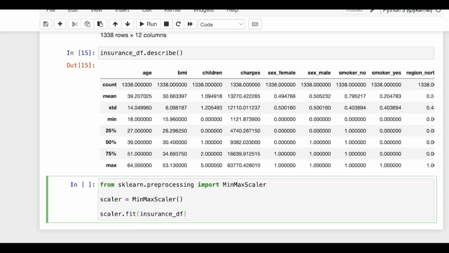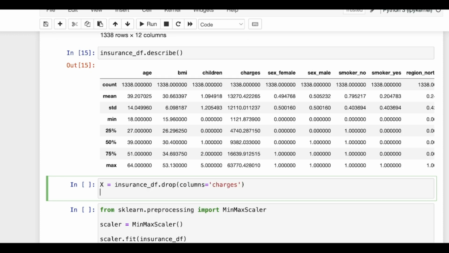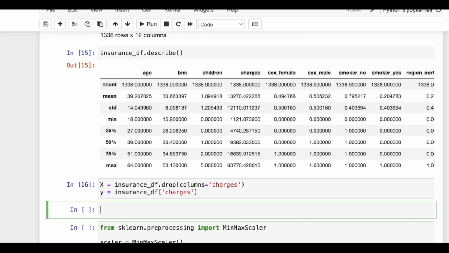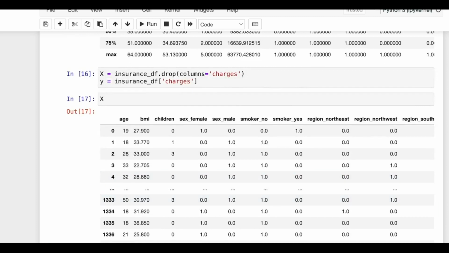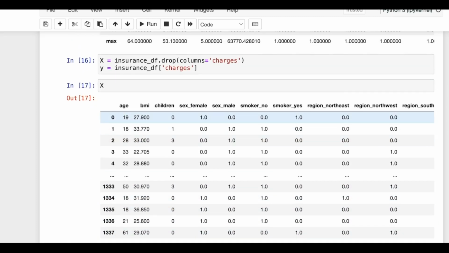Okay, before doing this, let us divide the data frame into the input features and the target column. Let's say X is our input feature, and the target feature will be charges. As you can see, this will be our input. Here we don't have the charges variable. The charges feature is our target feature, and we are going to predict that.